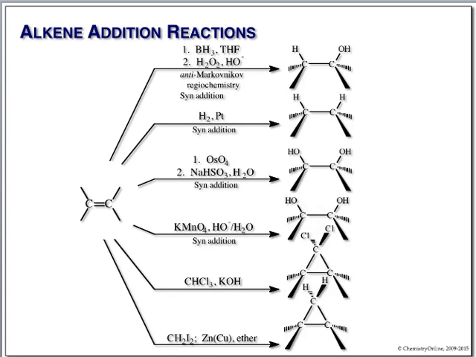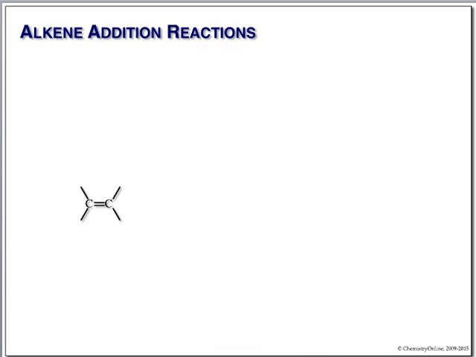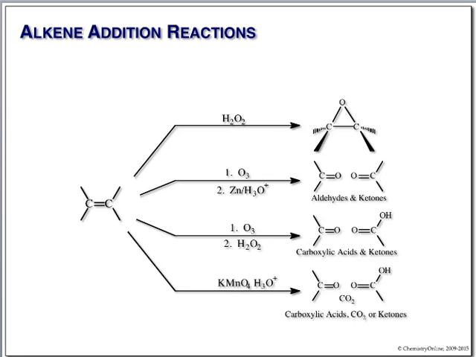We're also going to do hydroboration oxidation, simple reduction. This is conversion with either osmium tetroxide or permanganate to get 1,2-diols. We're going to make cyclopropanes using carbene addition. And then finally, in our oxidations, we will make epoxides. We will split our double bond with either ozone or with permanganate.